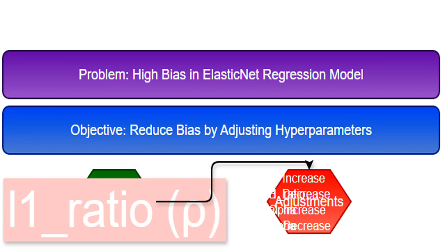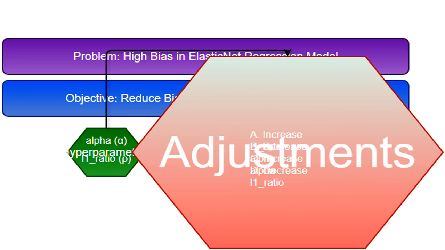L1 ratio, rho, determines the balance between two types of regularization: L1, lasso, and L2, ridge. Think of this as a slider, deciding the contribution of these two approaches. L1 ratio of 0 is pure ridge, while 1 is pure lasso. Lasso creates simpler models, sometimes at the cost of increased bias. Here are a few options for changing my hyperparameters to see which ones help reduce the bias. We will examine the impact of each choice.